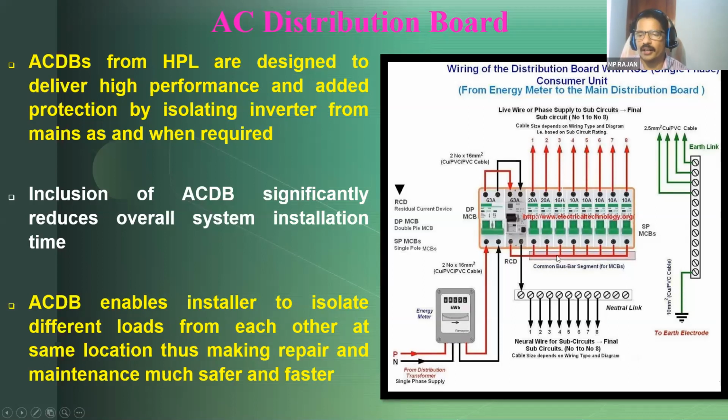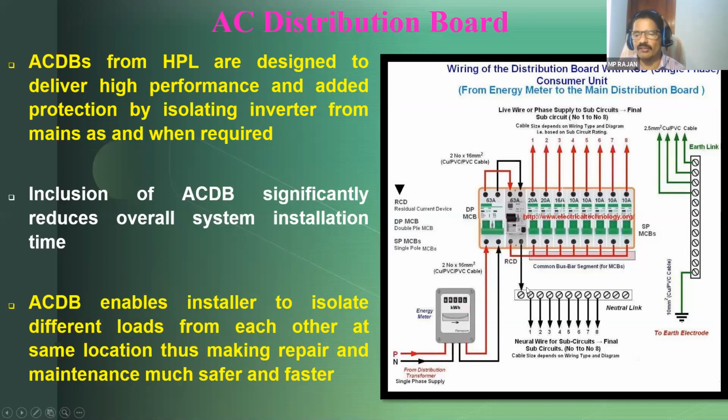So the phase supply is available on the common bus from here to here. From here you get the supply to the individual loads, so you can control each load. You can switch off load number 8 if there is a problem in it, and it will not hamper the supply to the other loads. So this is the protection.